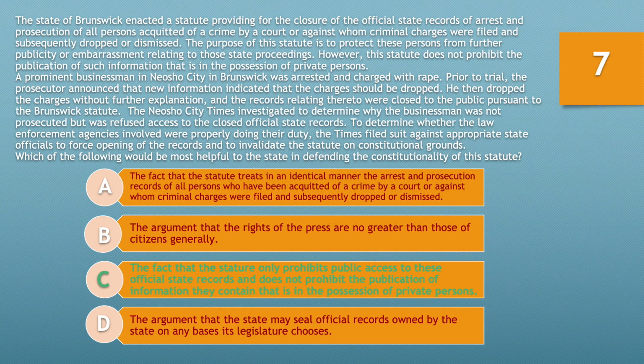For example, the statute provides for the closure of the official state records of arrest and prosecution of all persons acquitted of a crime by a court or against whom criminal charges were filed and subsequently dropped or dismissed, but does not, in fact, prohibit the publication of information they contain that is in the possession of private persons. As such, this information will be most helpful to the state in defending the constitutionality of the statute.